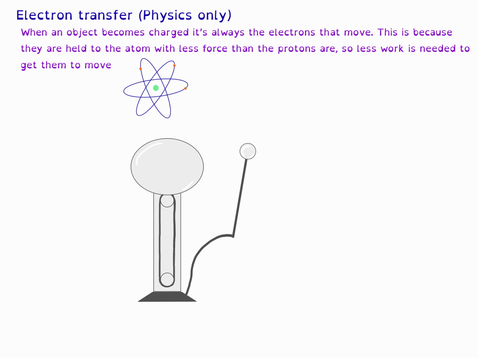When an object becomes charged, it's always the electrons that move. This is because they are held to the atom with less force than the protons are, so less work is needed to get them to move.